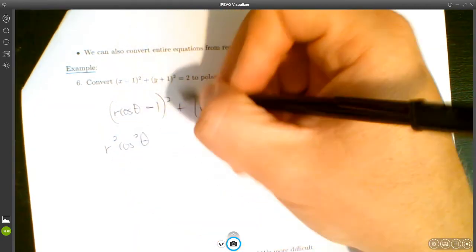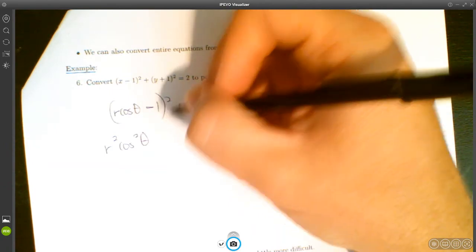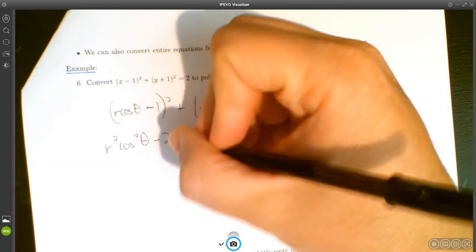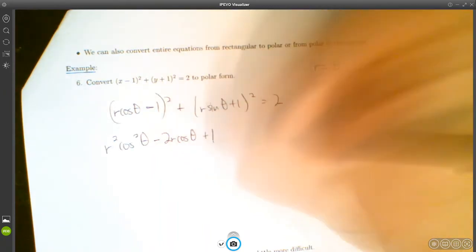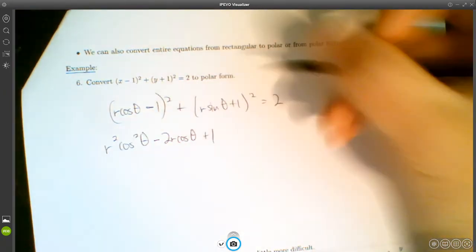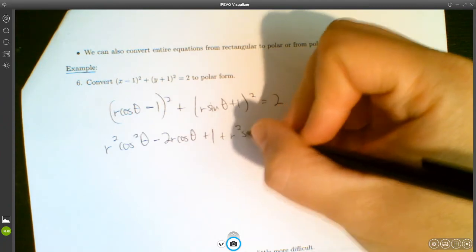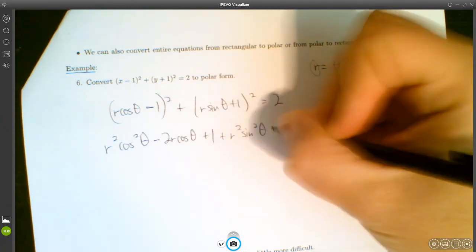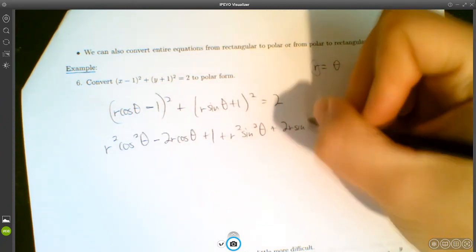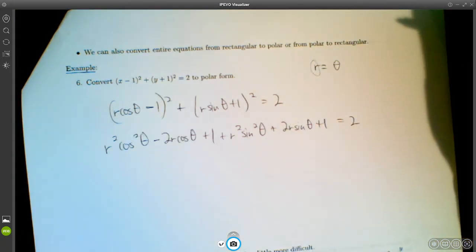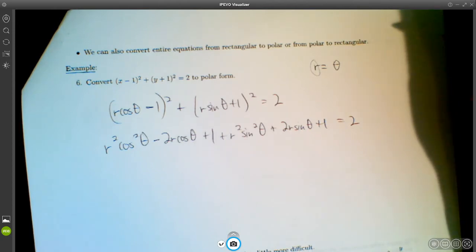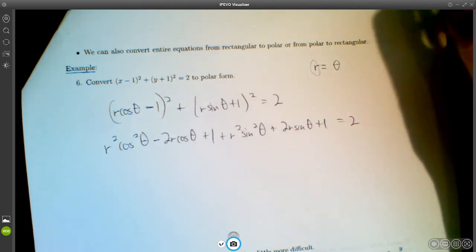When I multiply the outsides, I would get negative r cosine theta, and then I would get it again, so that's negative 2r cosine theta. And then negative 1 times negative 1 is positive 1. If I FOIL out the second group, I'm going to get r squared sine squared theta plus 2r sine theta plus 1. Okay, let's see if I can simplify this at all.